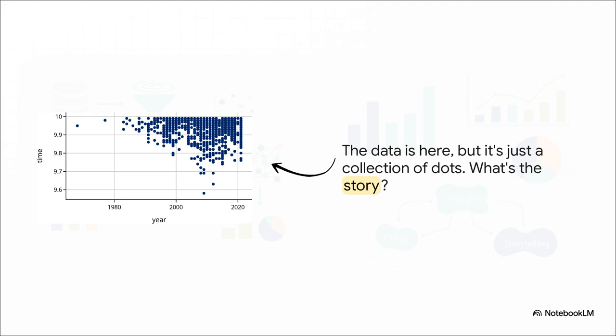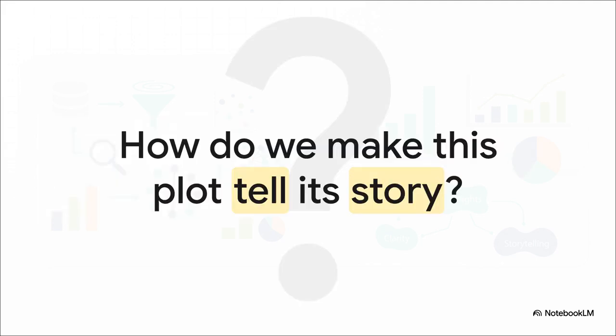Right now, it's just a bunch of dots. It doesn't have a story. So how do we do it? How do we take this simple plot and turn it into a compelling narrative? What are the layers of information we can add to guide the viewer and make the takeaways truly stick?